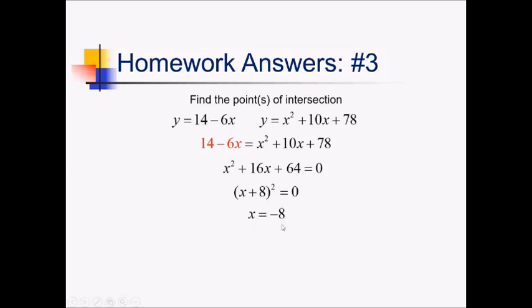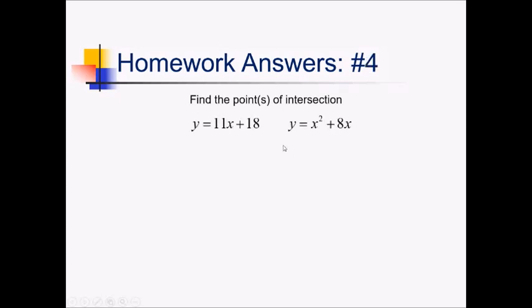And now that I found x, I need to find y. To find that, let me go ahead and plug negative 8 in to one of these equations that we started with. I'm going to pick this first one. It looks a lot easier to work with. So y is going to be 14 minus 6 times negative 8. Well, that's really 14 plus 48, which is going to be 62. So then my final answer is the point negative 8 comma 62.